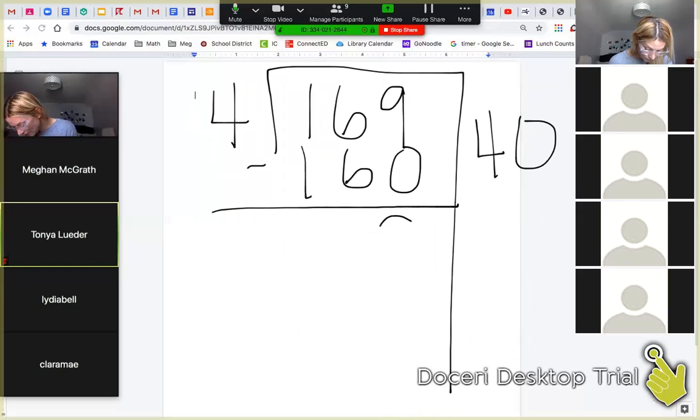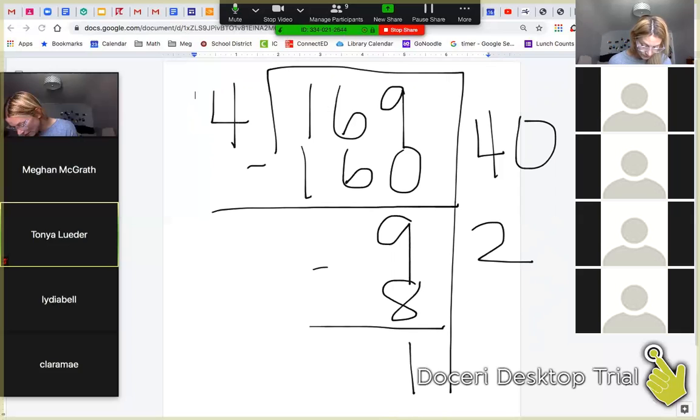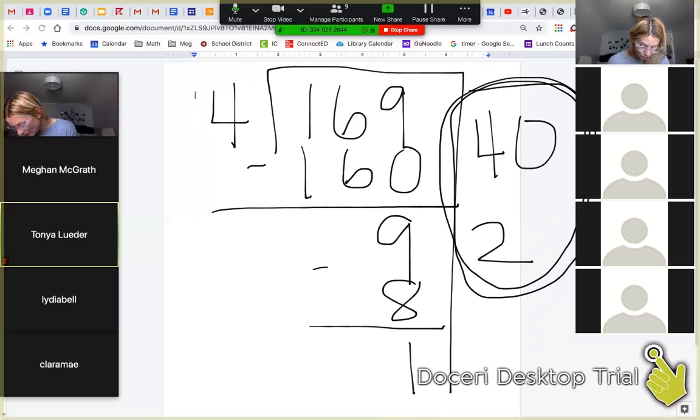9 minus 0 is 9. 4 times 2 is 8. And 9 minus 8 is 1. And there it is. Now, could I have put 42 because I know that? I suppose. I think if you start putting crazy stuff like that together on the side though, you leave more room for mistakes. So it's 42, remainder 1.